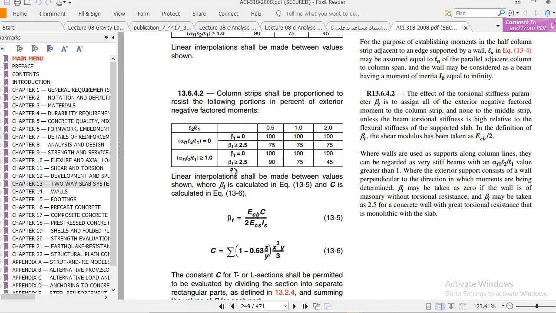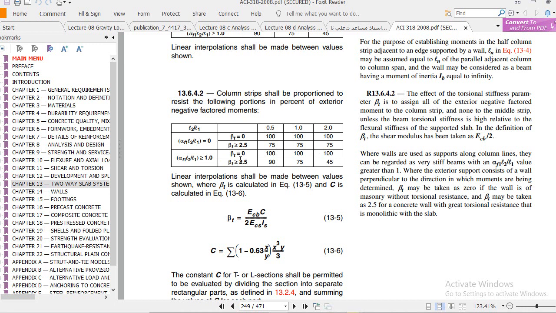Now how to use this one? First of all, you have to find your beta t value. Already we calculated that beta t is 0.93. Now this is very important, and our alpha factored value is more than 1, so we have to use these two lower tables, this one. Clear? As our beta t value is less than 2.5, we have to interpolate in between 0 and 2.5. This is very important.